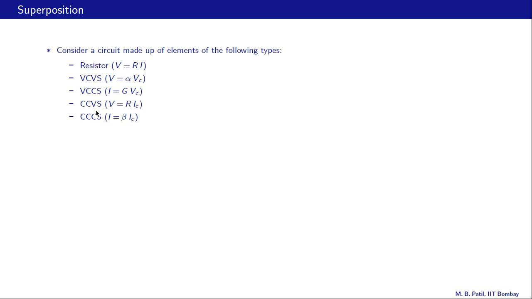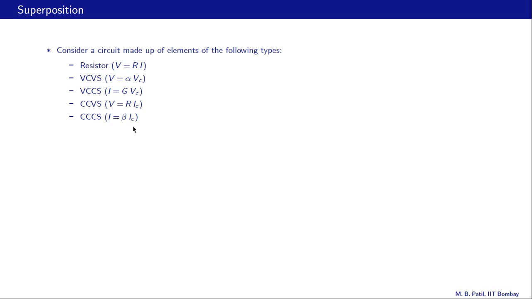Current controlled voltage source, for which V is R times Ic, where Ic is a controlling current and R has units of resistance. And finally, current controlled current source, for which I is beta times Ic, where Ic is again a controlling current and beta is a dimensionless constant.